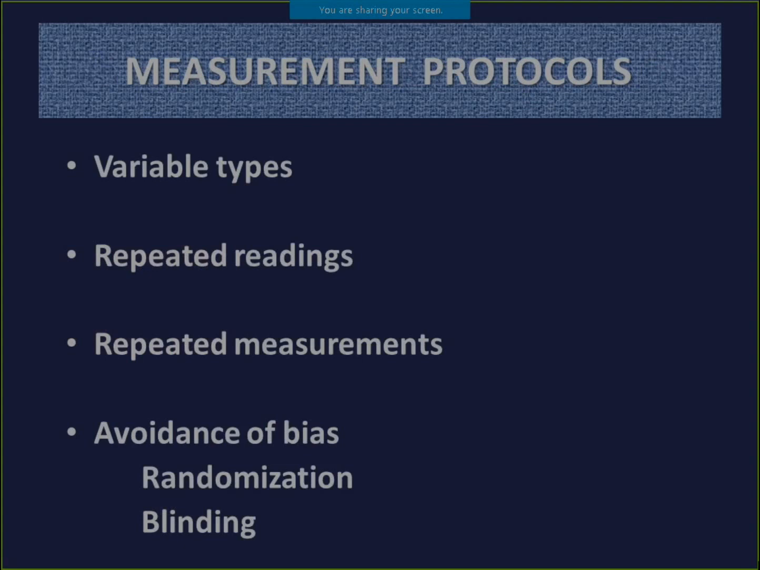Things to consider with measurement protocols include deciding on variable types. Those are going to be quantitative data, presence-absence data, numbers that represent categories, numbers that represent real quantities or amounts, etc. Other issues to consider are how many repeated readings are needed, and we'll look at each of these in a moment individually. How many repeated measurements, as well as various solutions to help us try to avoid bias.